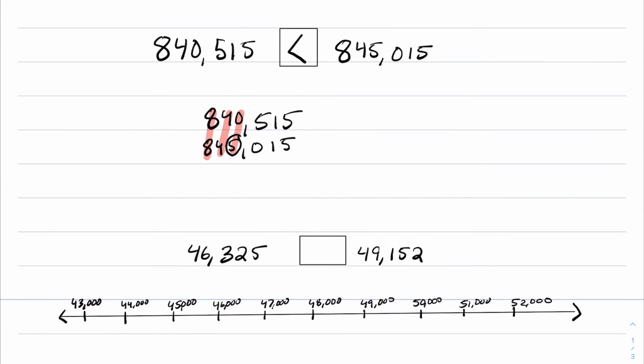Okay? And one last way we can compare numbers is by using a number line. So sometimes you'll have number lines provided for you. You can make a number line. So we're going to be comparing 46,325 and 49,152. So what we're going to do is take our 46,325, and I'm going to underline that in red. I'm going to place that on our number line. So that's going to go somewhere in here. It's not going to be exact, but it's going to be in between the 46,000 and the 47,000.